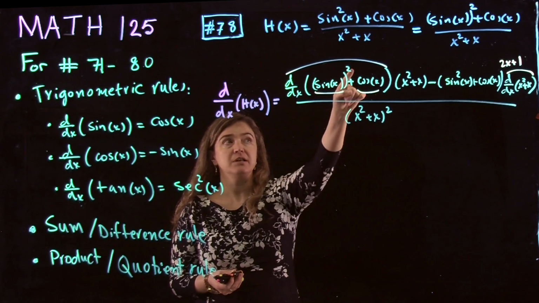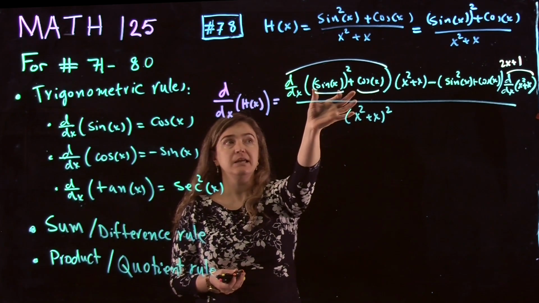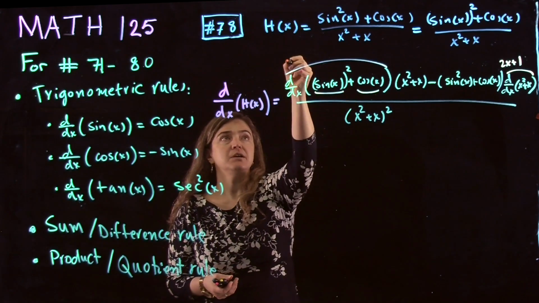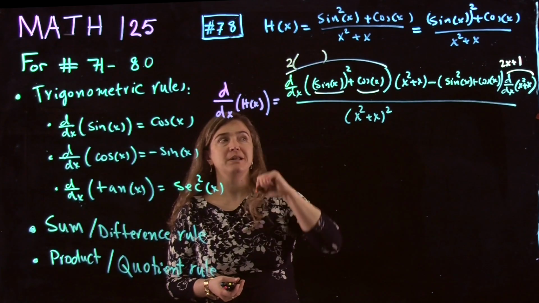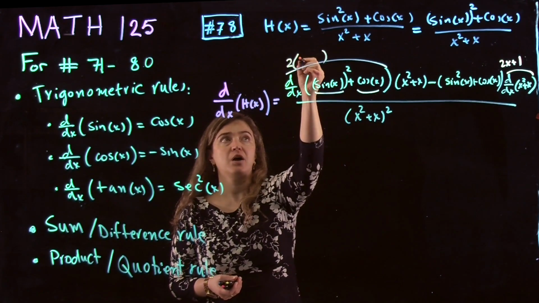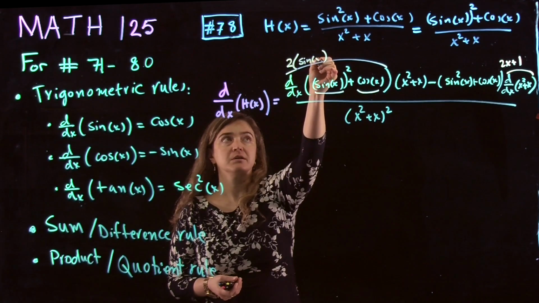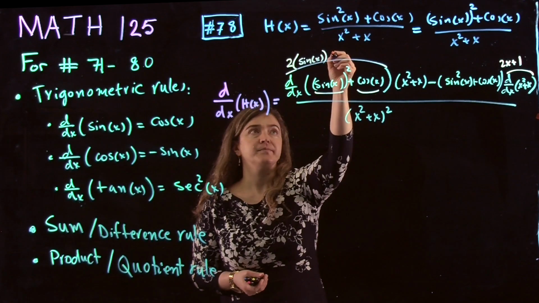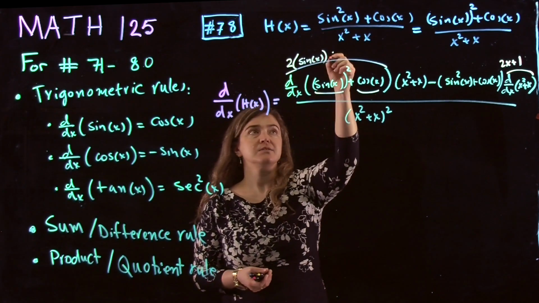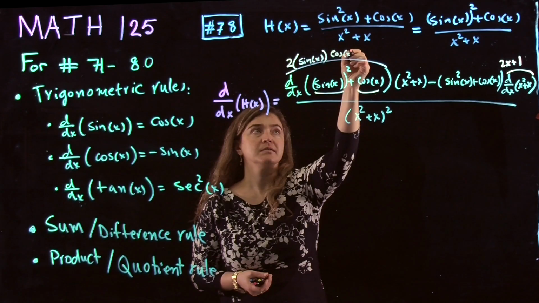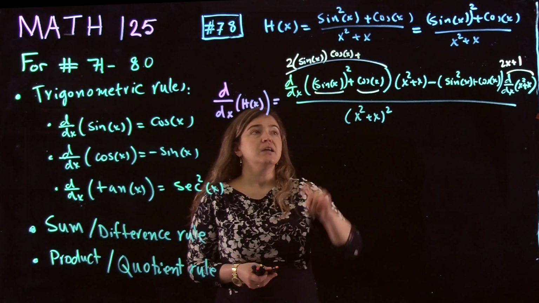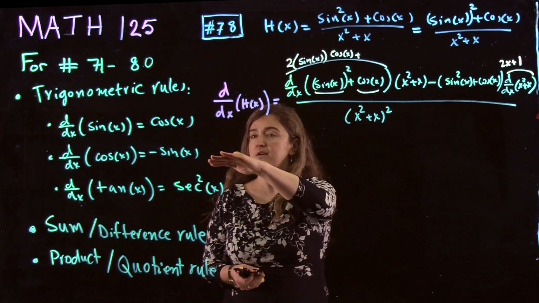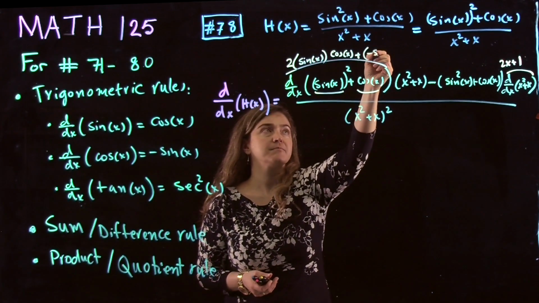The outer function is to power 2. The inner function is sine of x. So the derivative would be 2 to power 1 less of the inner unchanged times the derivative of the inner. Derivative of sine of x is cosine of x. Now, derivative of the second term is derivative of cosine of x, which is negative sine of x.